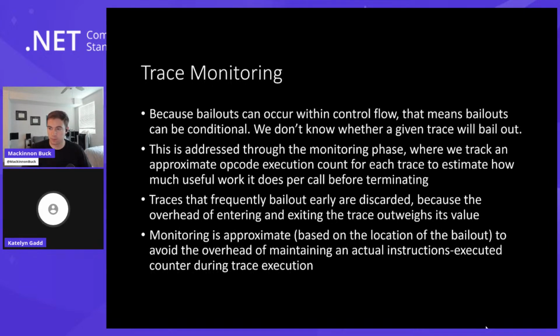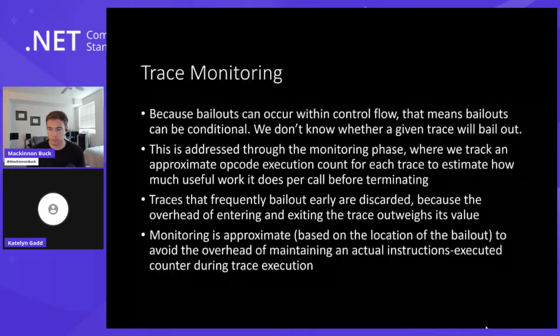Which gets to that monitoring phase I mentioned before. Bailouts can occur inside of control flow. You might have an if statement that's taken 75% of the time, and then there's a throw inside that if statement. The result is that the bailout for that exception would be conditional. We don't know in advance whether or not that's going to be hit. I said it might be 75% of the time, but you might have a method where it throws 1% of the time. The performance of those two methods is going to be very different. We can't tell the difference between those at compile time. So the monitoring phase is our solution for this.